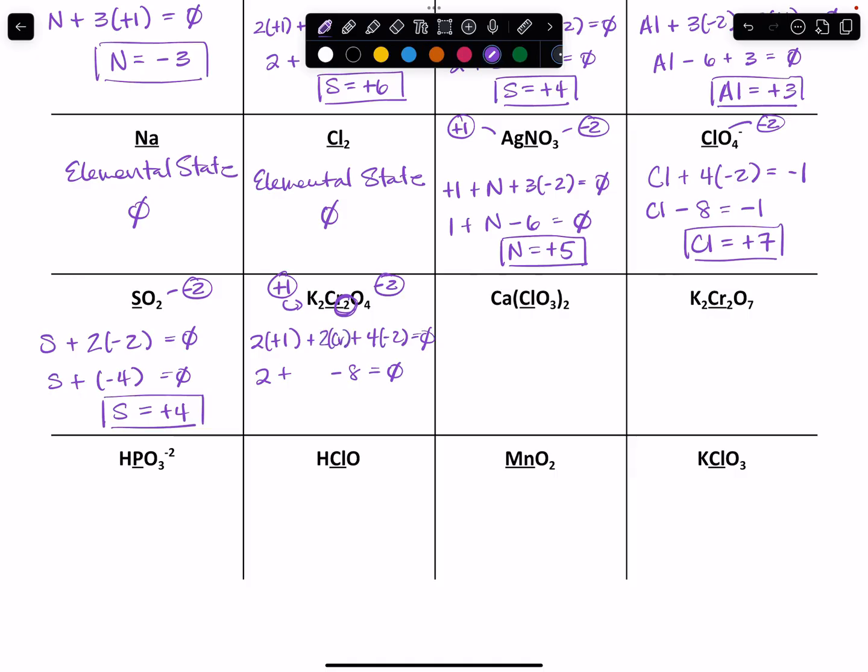All right. So there are 2 chromiums in here. That means instead of the chromium being +6, when I divide that by 2, the chromiums actually each have an oxidation number of +3. So watch out for that when the element you're looking at has a subscript. We're going to see something again, I think, right here.